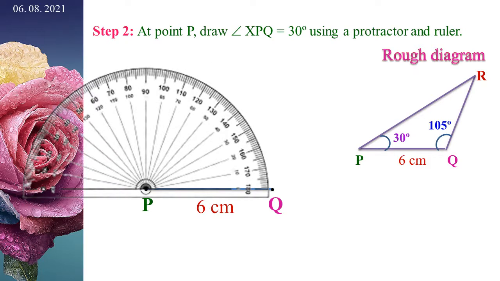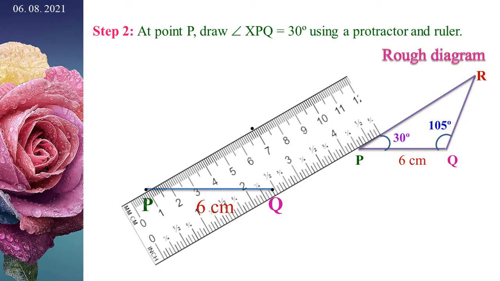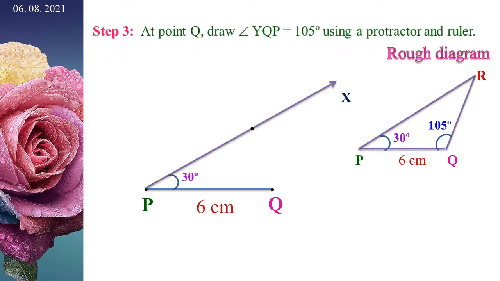Take a protractor, keep it at point P. Mark a 30 degree angle. Start from right to left. 0, 10, 20, 30. Mark angle 30 degrees. Remove the protractor. Take a scale. Join the line. Mark angle 30 degrees. That line is called X. Step 3. At point Q, draw angle YQP equal to 105 degrees using a protractor and ruler.